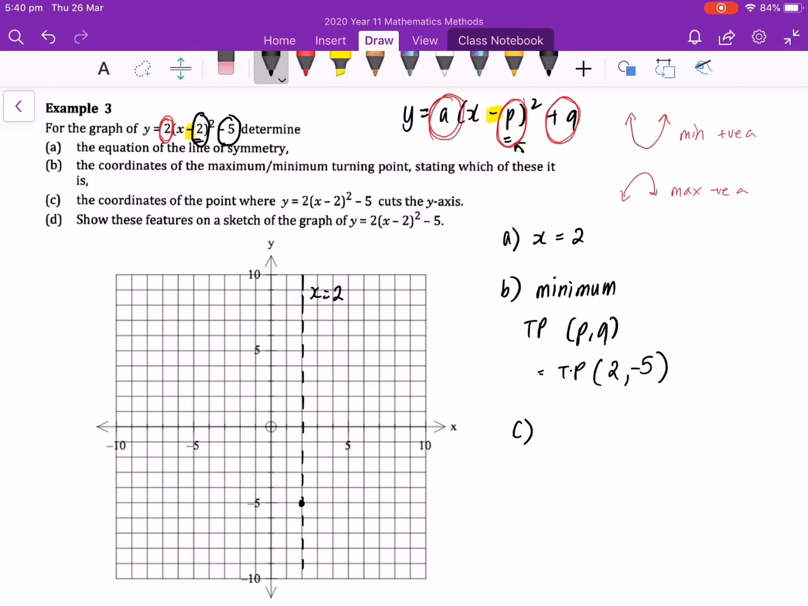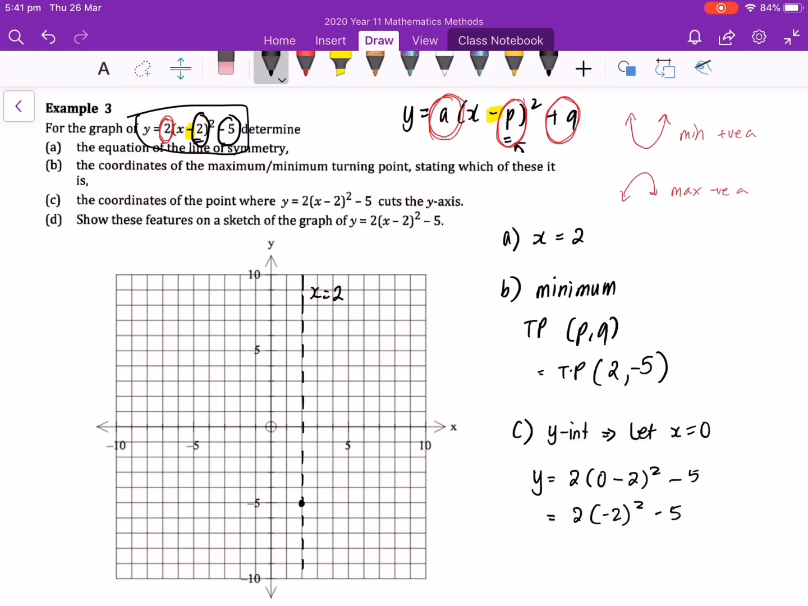Now part C is going to ask me to find the y-intercept. So whenever you want to find the y-intercept, you let x equal 0. So I'm going to do that now. So I'm going to put 0 into this equation here. So y = 2(0 − 2)² − 5. Now I'm just going to solve this. Negative 2 squared is positive 4. Positive 4 times 2 is 8. 8 take 5 is 3. Okay, so it's telling me that my y-intercept is (0, 3). So I'm going to plot that too. Okay, oops, wrong way. (0, 3).